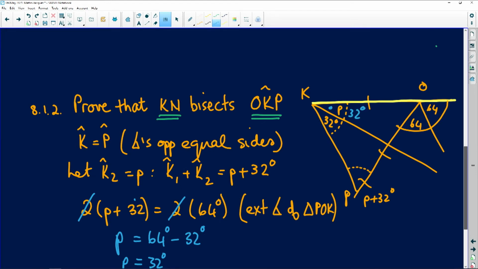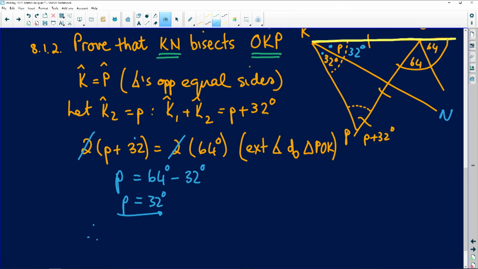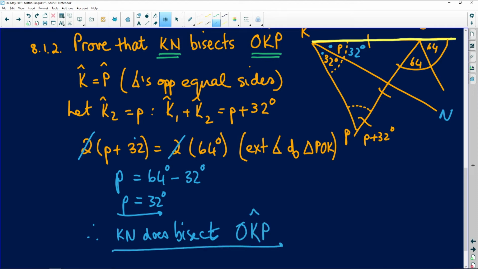So definitely this line segment over here, which was, what is it, KM, or no, not KM, KN, it ended at N, bisected angle OKP. Okay, so just conclude that. Therefore, KN does bisect angle OKP. And that's what they asked us to prove.